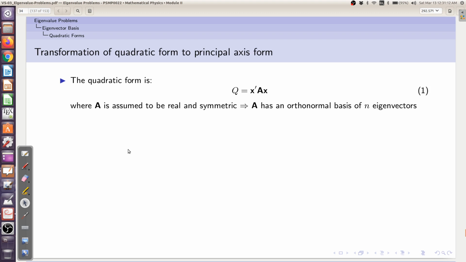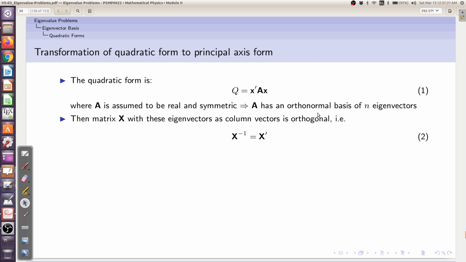Here the assumption is that this matrix A is real and symmetric, and that means A has an orthonormal basis of n eigenvectors. Then the matrix X with these eigenvectors as the column vectors is orthogonal. The moment it is orthogonal, that means X inverse is nothing but X transpose, which is good news for us. Then D is a diagonal matrix. From the similarity transformation, D is equal to X inverse A X, and from here we get this.